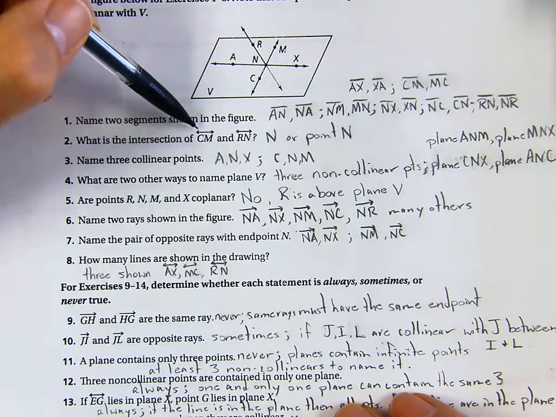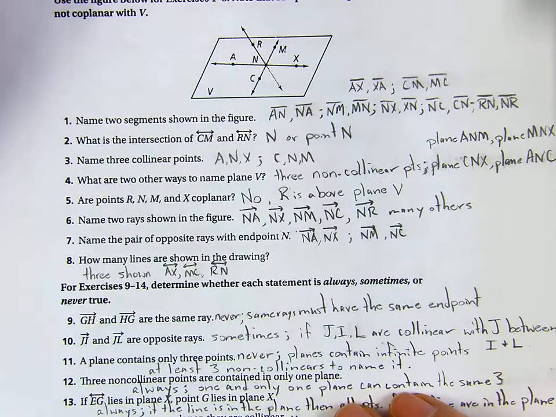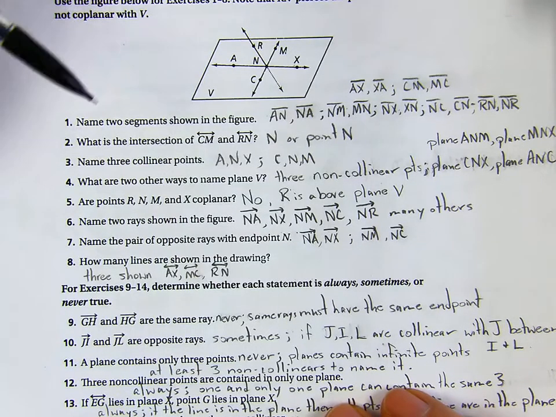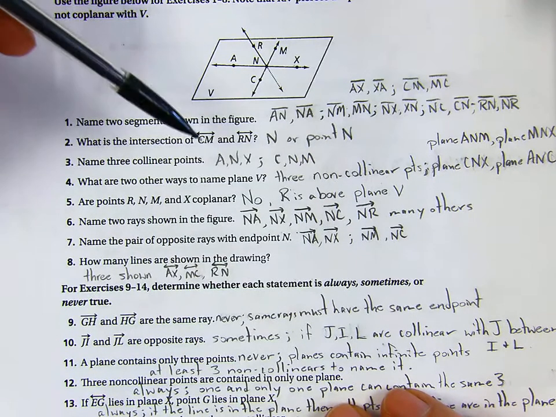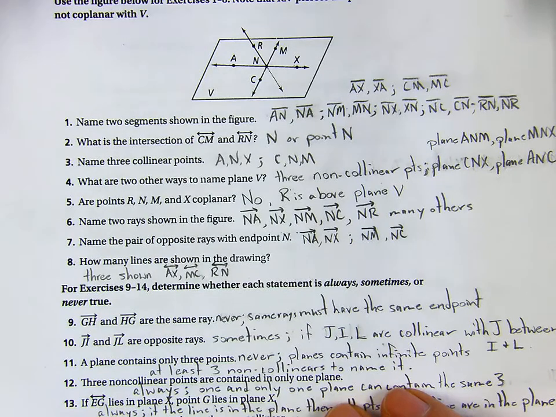What is the intersection of line CM and line RN? Now you have to know how to read these things. You have to read them correctly. That's line CM, line RN, and of course it's point N. You could put a capital N because that represents a point, or you could write the word point N.